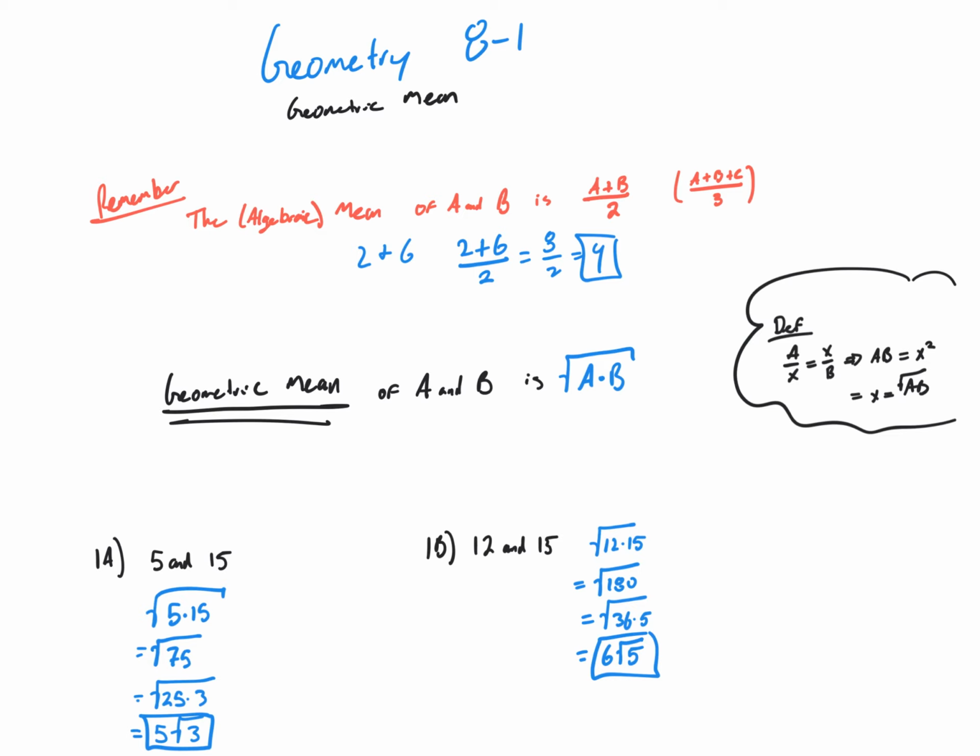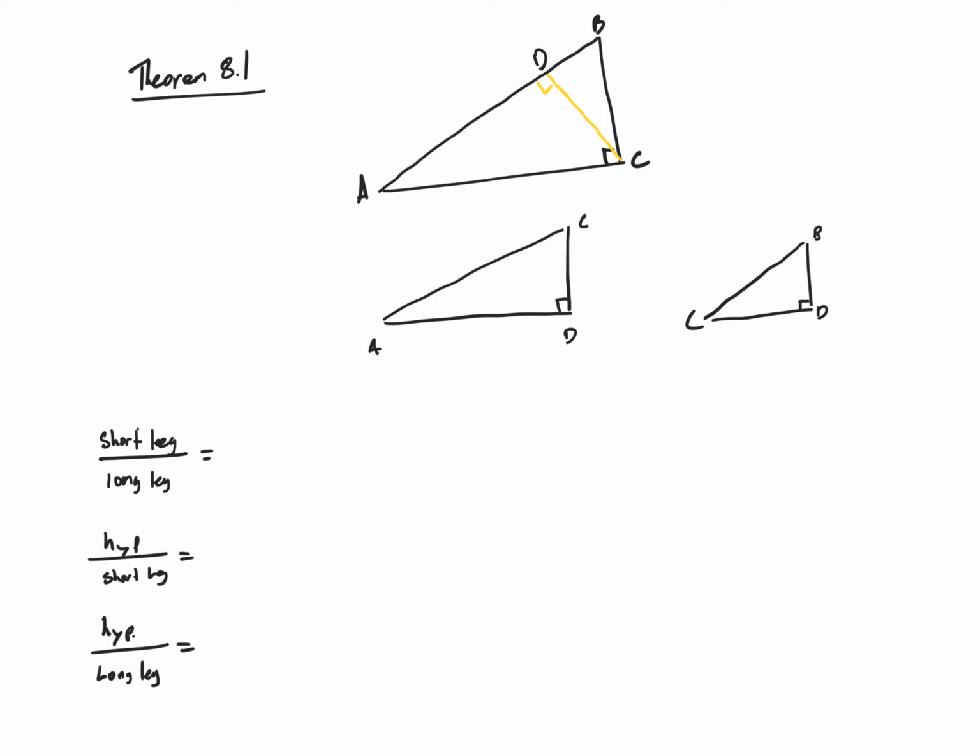Sometimes it'll work out nicely and come out to be a whole number, but in these cases it did not. It's also worth noting that the definition of a geometric mean has the same thing: a over x is equal to x over b. So those two match. If you cross multiply, x times x is x squared, equals ab, and then you take the square root, x equals the square root of ab, which will help us on this next slide.